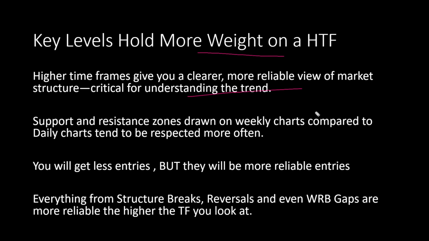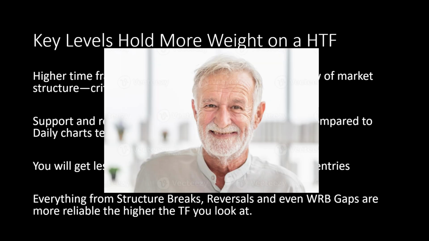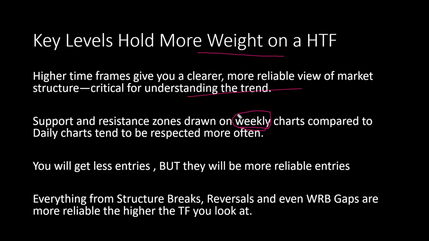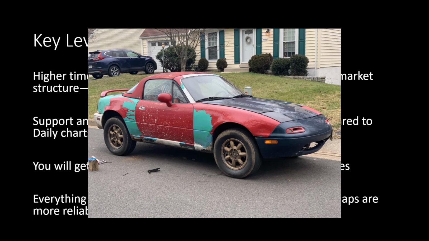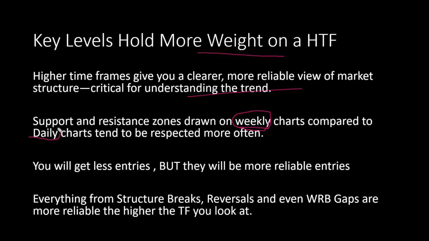Support and resistance zones drawn on weekly charts, compared to daily charts, tend to be more respected. So this is just purely an example. If you're waiting for weekly support and resistance levels, you're going to be waiting a very long time. But when you do get those entries, they're going to be really reliable. It's the same with daily highs and lows or daily support and resistance levels compared to, say, the M5. You wait for price to reach support and resistance on the daily, and then you look on the M5 or M15 for your entries.